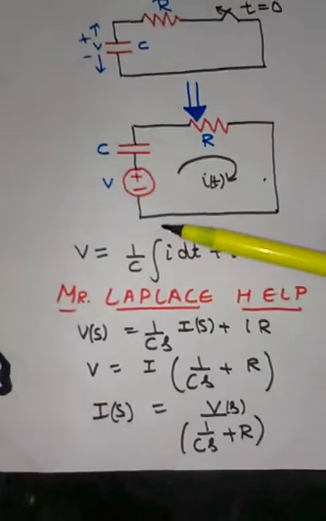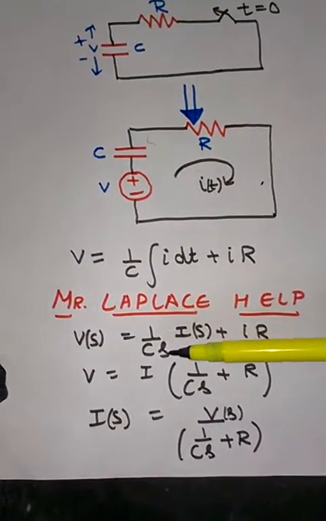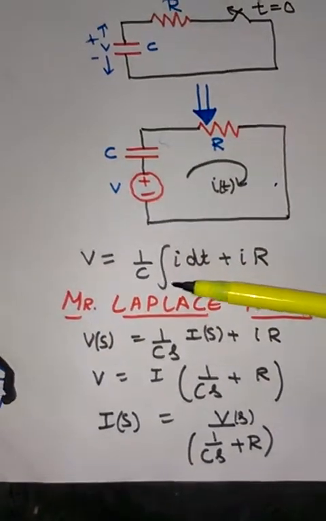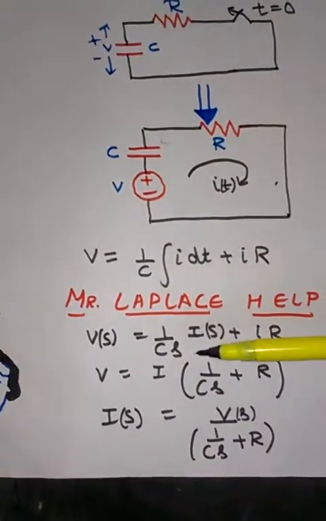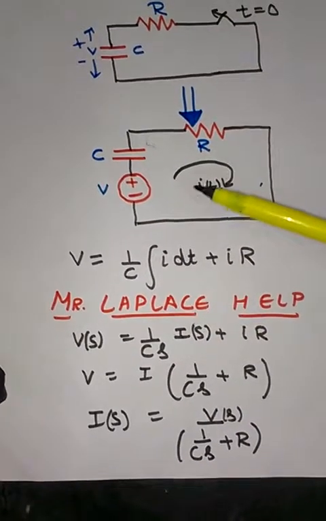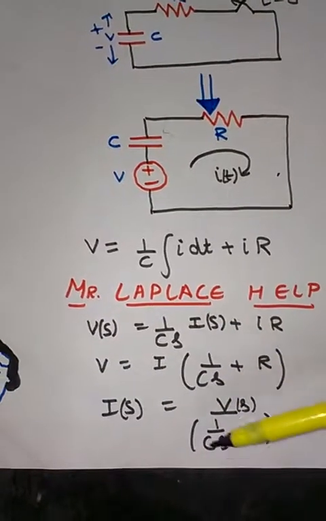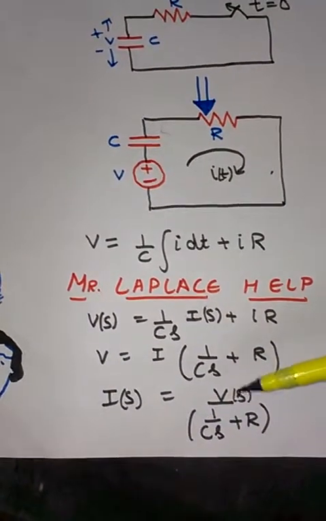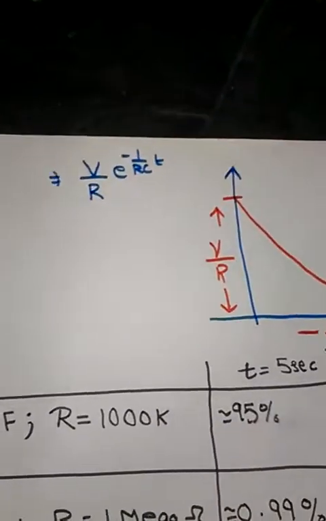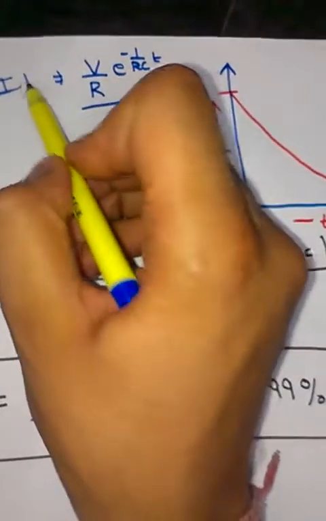So we see that this integral has been converted into s. That means you have converted this integral equation into an algebraic equation. Now you are interested in the current. If you take the current on the left hand side and solve the circuit, the equation comes out like this. After you take the inverse Laplace of this, you will get an answer like this.